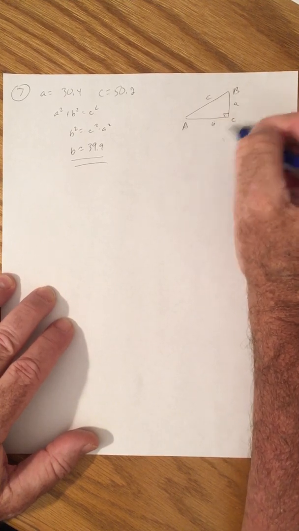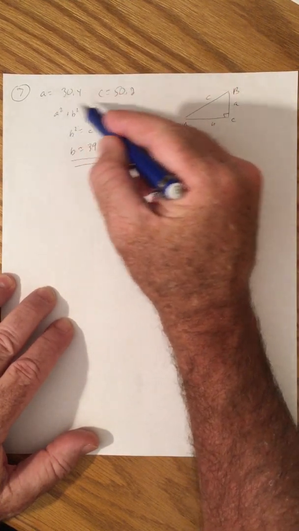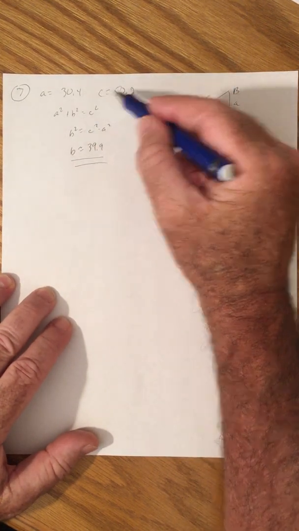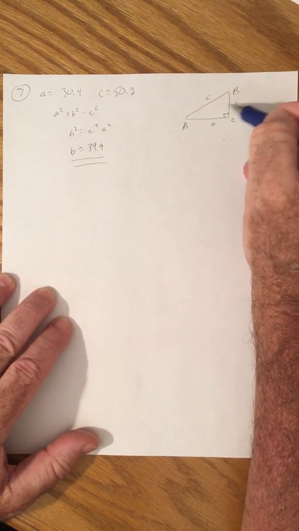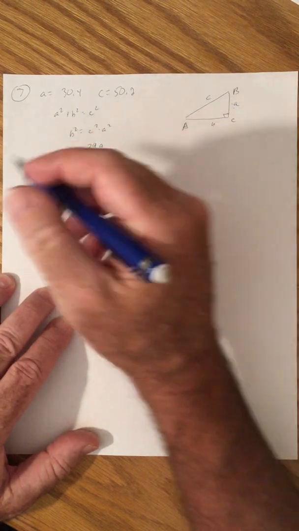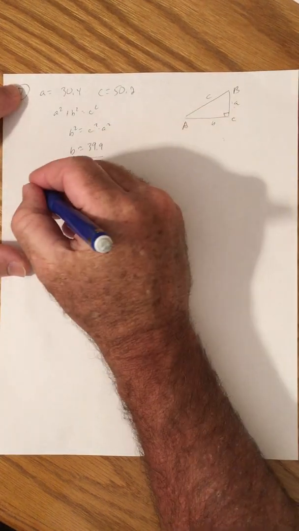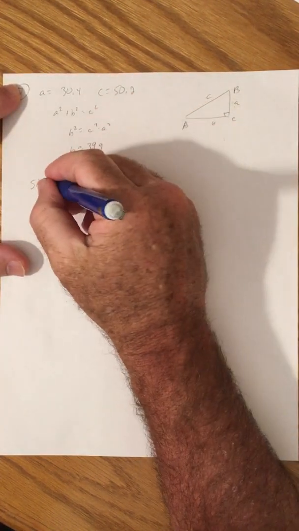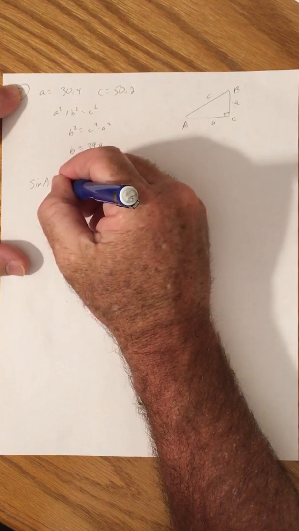Now we don't know either of the angles. We probably want to use given information. So if I look at A and C, what's the relationship between A and C to angle A? A is opposite. So I should write sine of angle A is equal to A divided by C.